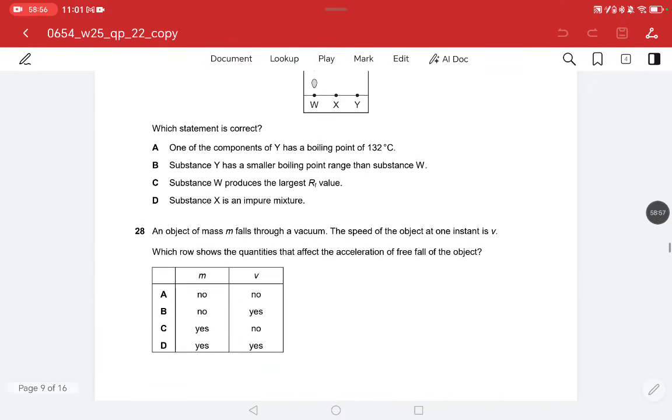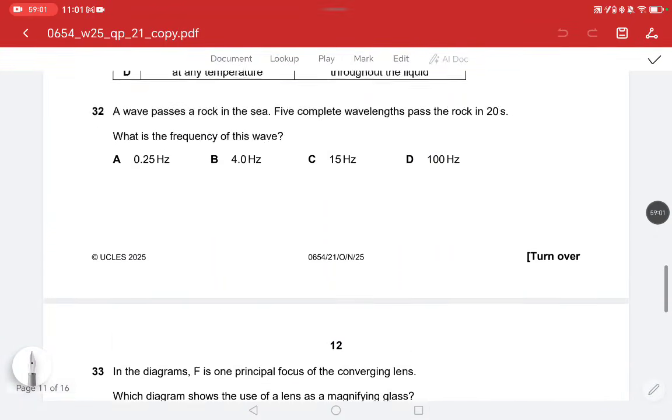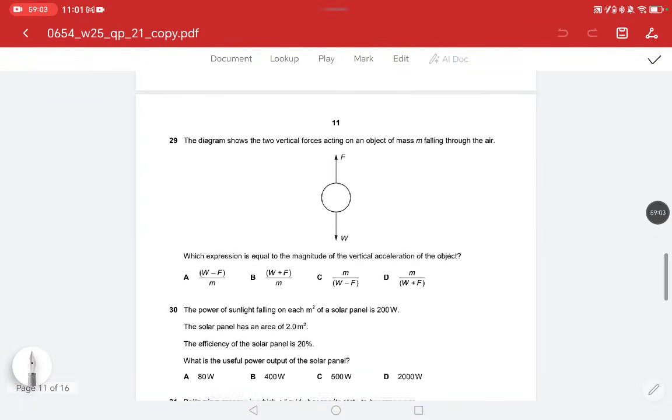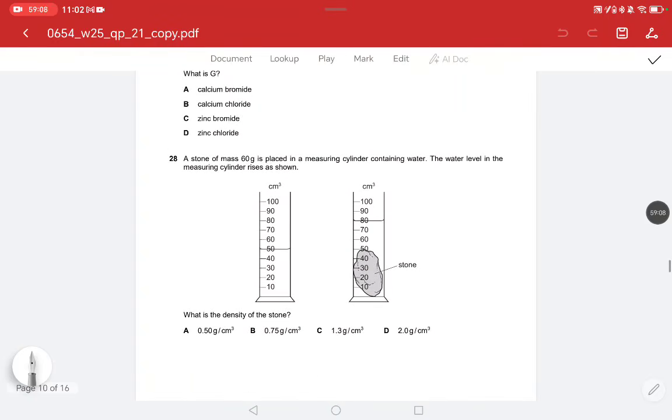Where is it? Maybe here. Yes, look, force and direction of force. And this one, density: how to find the density is mass over volume. In this experiment, you know the mass. How about the volume? The volume of the stone is the volume after minus the volume before, like 80 minus 50, so it's 30. So also you have to practice this one.